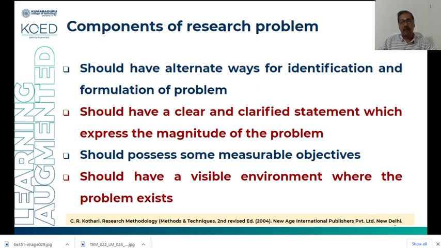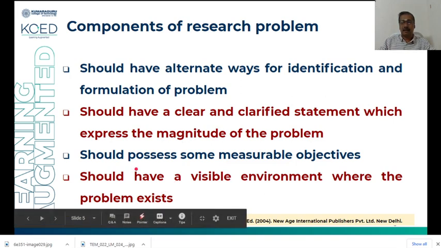Second thing, it should have a very clear and clarified statement. Right? You have to frame the research problem in very simple language. At the same time, the powerful words you have phrased should express the gravity or magnitude of the selected problem. It should clearly express the need.